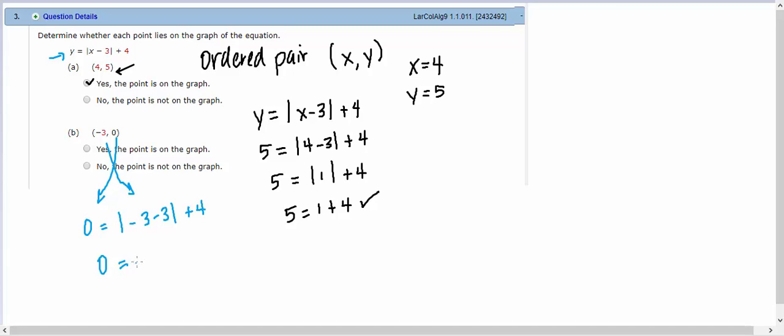So we get 0 equals, now negative 3 minus 3. When you have two negative numbers, you add them as if they were positive, but then make it negative. So negative 3 minus 3 is negative 6. And now we take the absolute value of negative 6, which says just make it positive. So 6 plus 4. So we have the statement 0 equals 6 plus 4. That's not true. And so in this case, we would say no. The point negative 3, 0 is not on the graph.